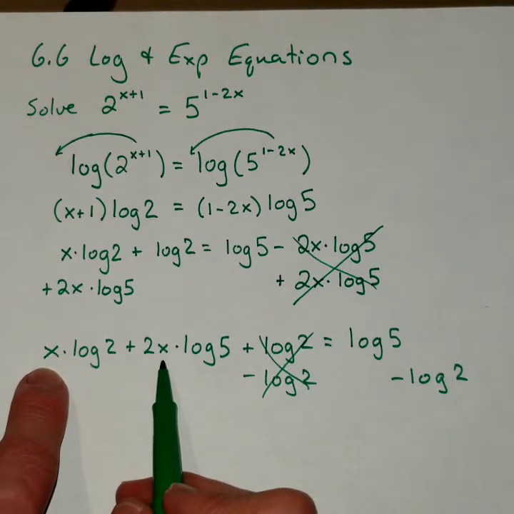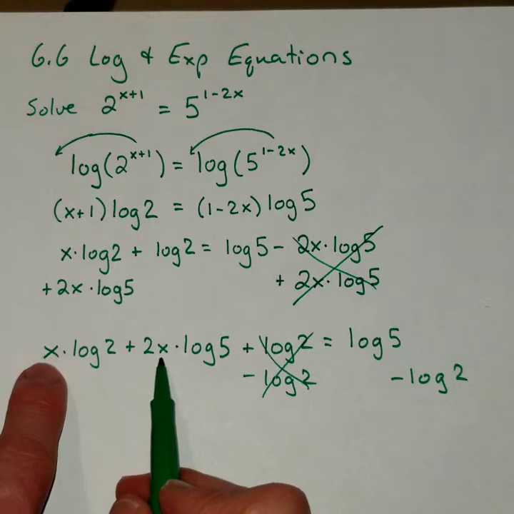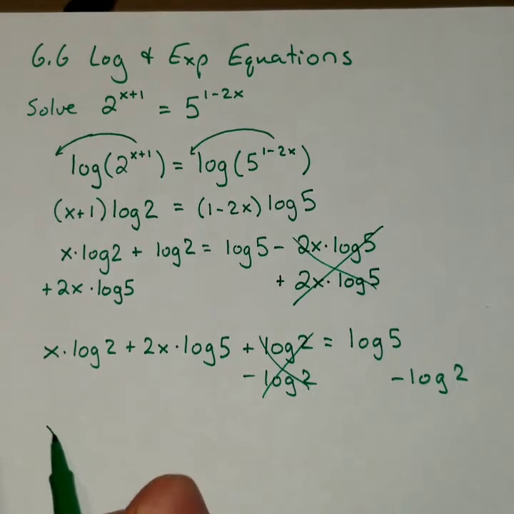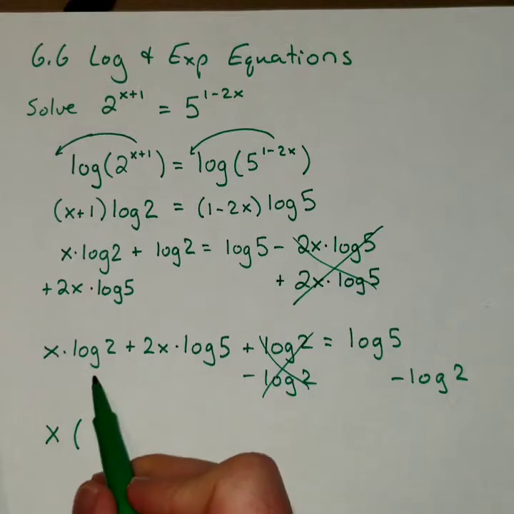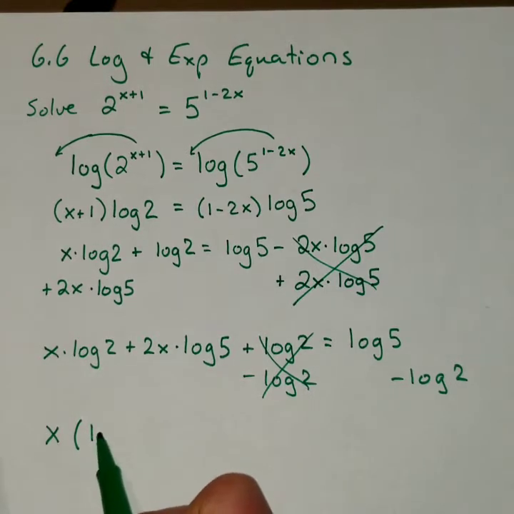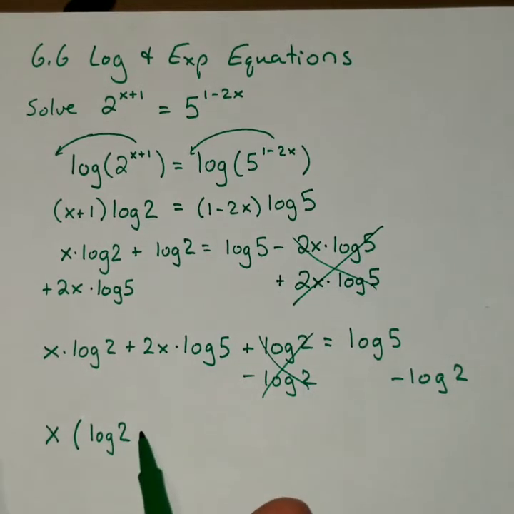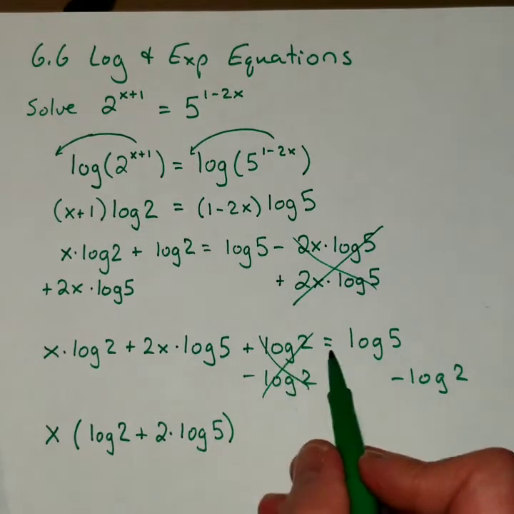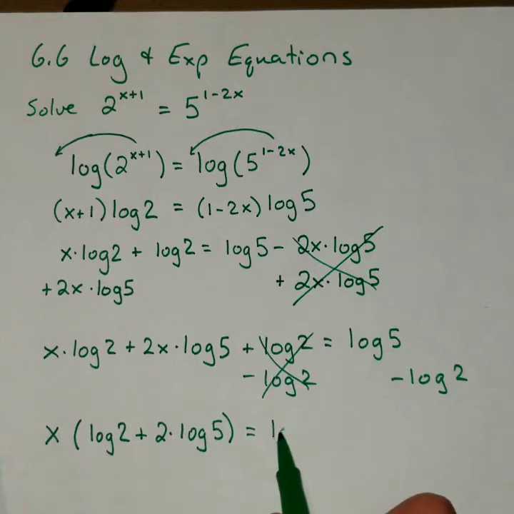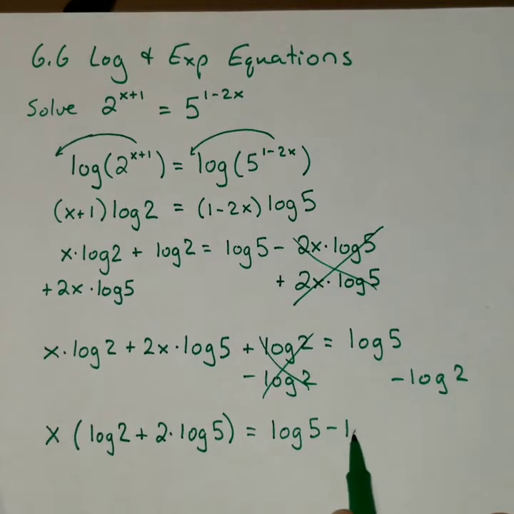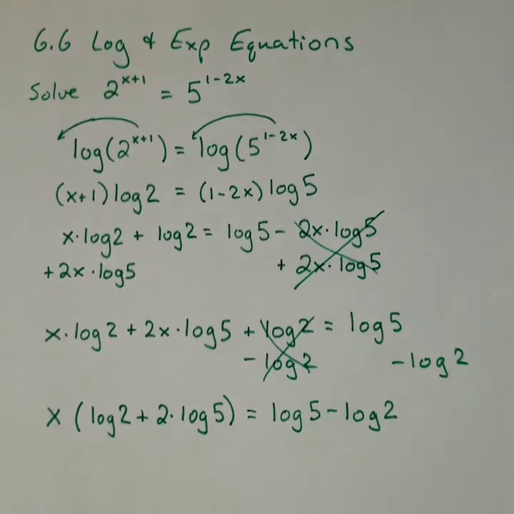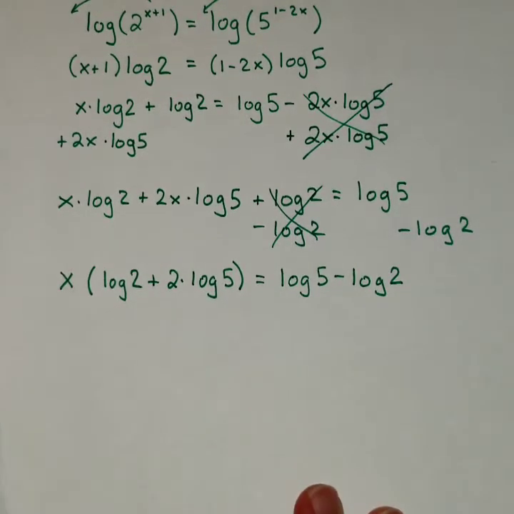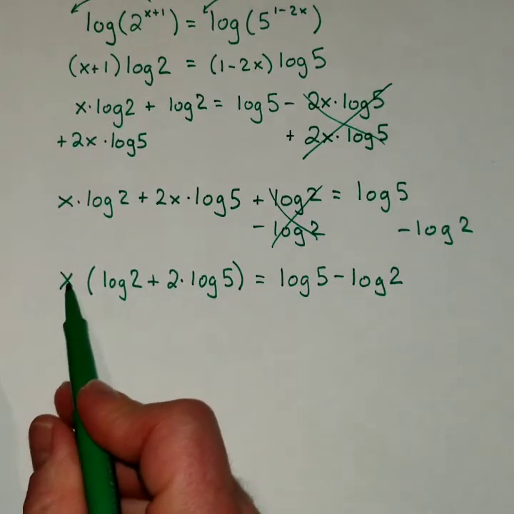Yeah, we did all that factoring with polynomials and stuff. So here, we're going to pull an x out, and we're going to be left with log of 2 plus 2 times log 5. The log 2 is gone on the left. On the right side, I get log of 5 minus the log of 2. Alright, so we're going to just solve for x.